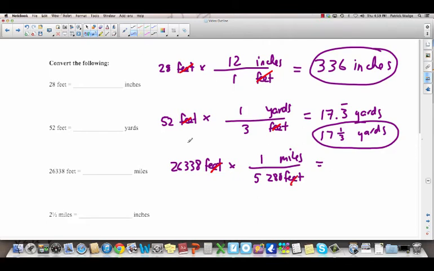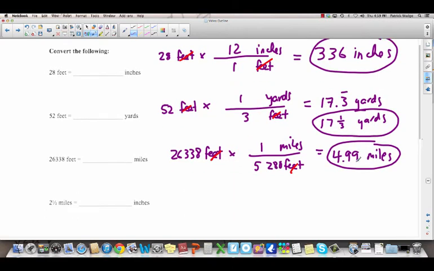So what we have to do is go 26,338 times 1, and then divide by 5,280. And if you do that, you almost get 5. You get like 4.99 miles. Close enough that you could almost call it 5 miles. For all intents and purposes, it's 5 miles.